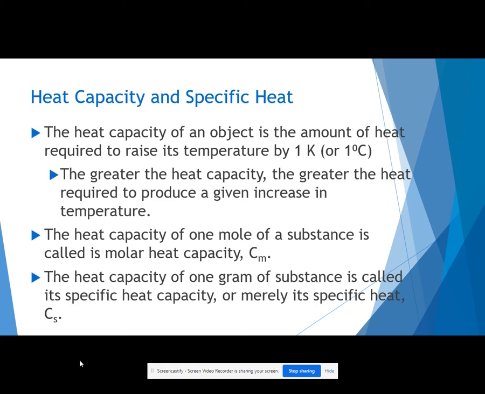Okay. So the heat capacity of 1 mole of a substance is known as molar heat capacity. And the heat capacity of 1 gram is called specific heat, and this is what we're going to focus on today. We will have a problem with molar. And specific heat is denoted by the letter C with a little s down here.